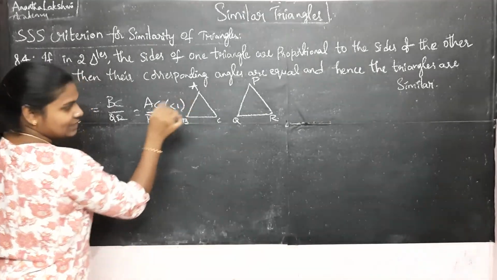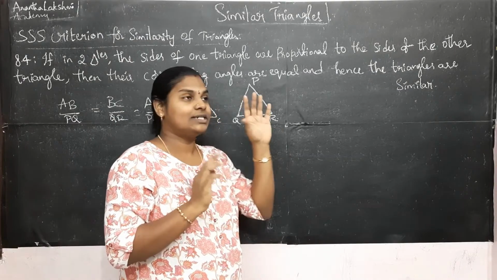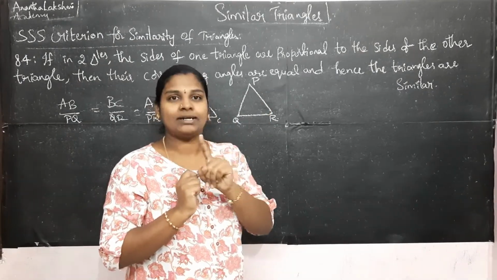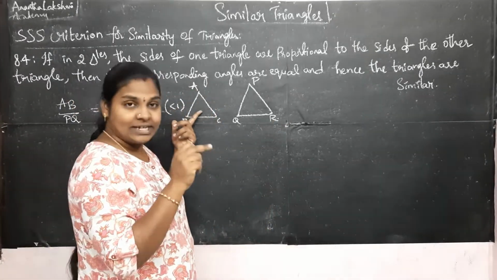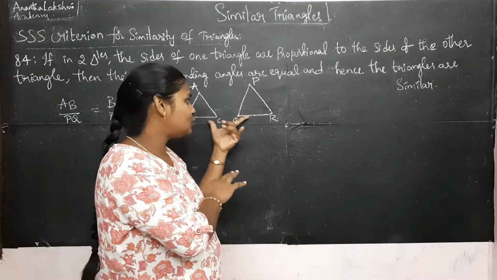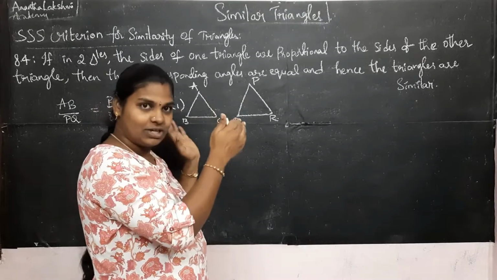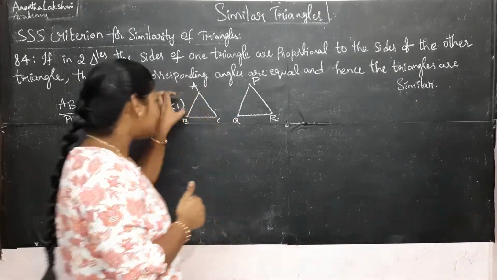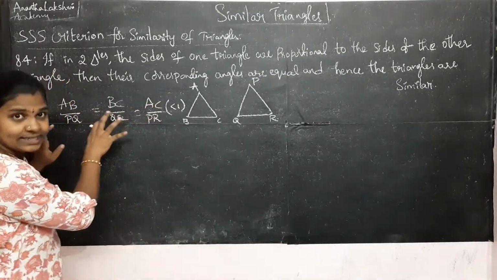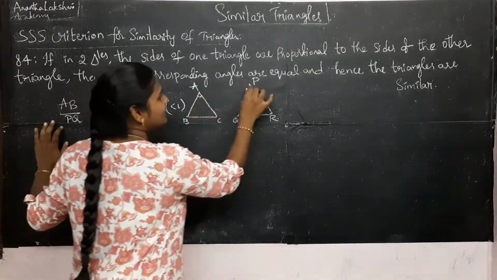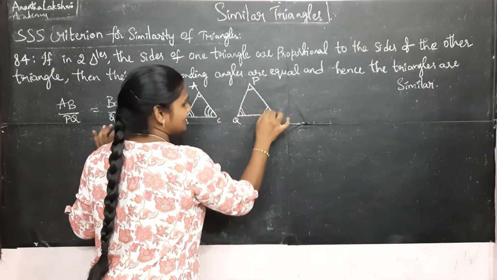And this ratio will be less than 1. If you remember, when we were discussing the scaling factor in the very first part of similar triangles, I told you that K is a scaling factor, and when it is equal to 1, those two triangles are congruent. When it is less than 1, you get diminished figures, and when it is greater than 1, you get enlarged figures. Alright, this factor is less than 1, and when the ratios of the sides are equal, then the corresponding angles are also equal. That's what this theorem says.